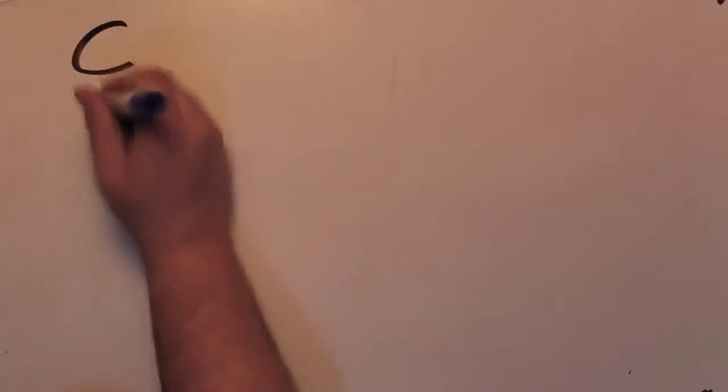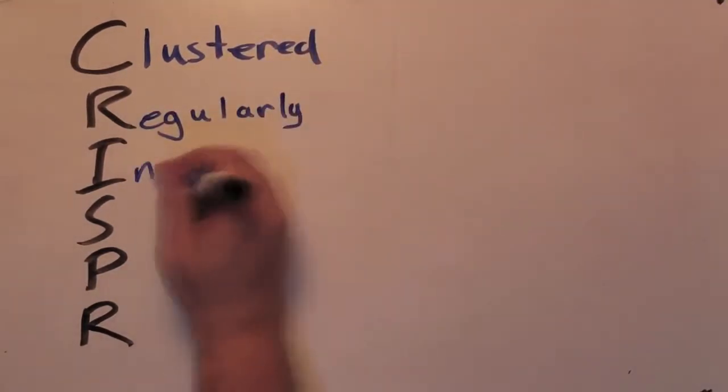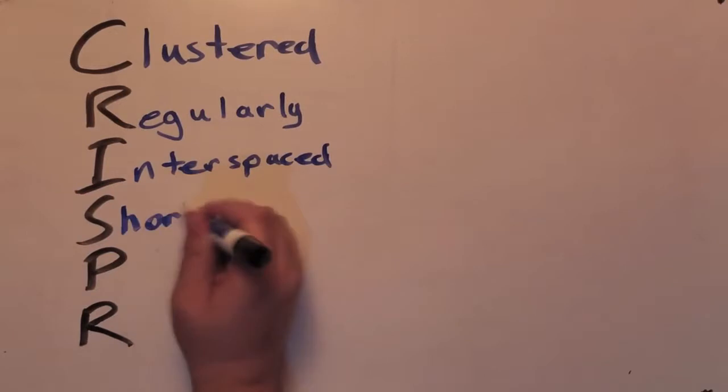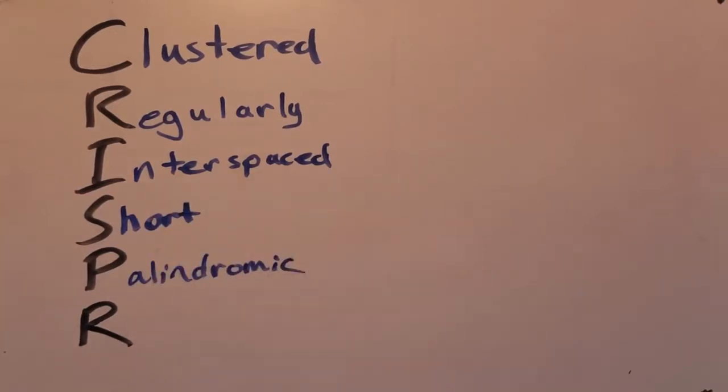What is CRISPR technology? CRISPR is an acronym standing for Clustered, Regularly Interspaced Short Palindromic Repeats. To put it simply, CRISPR technology uses a process that bacteria in our bodies use to help fight against viruses.